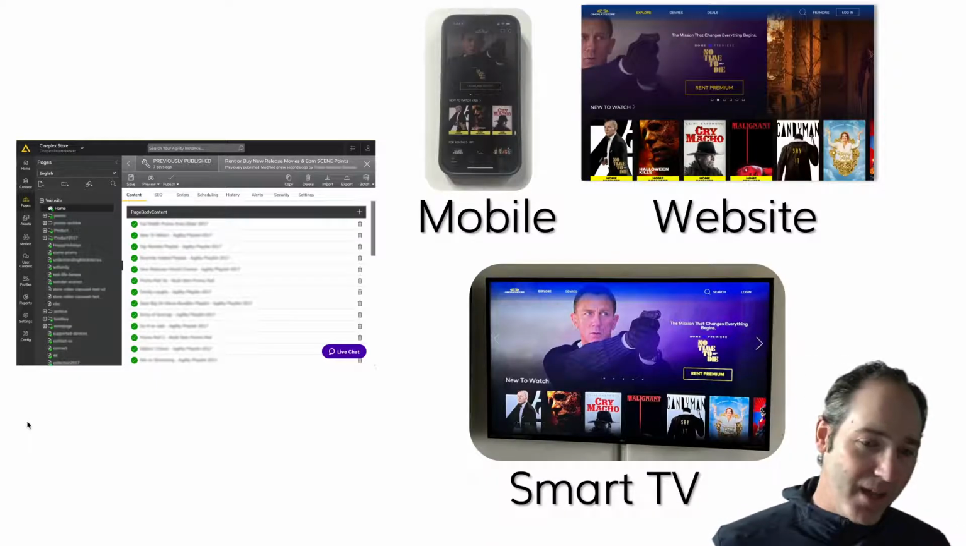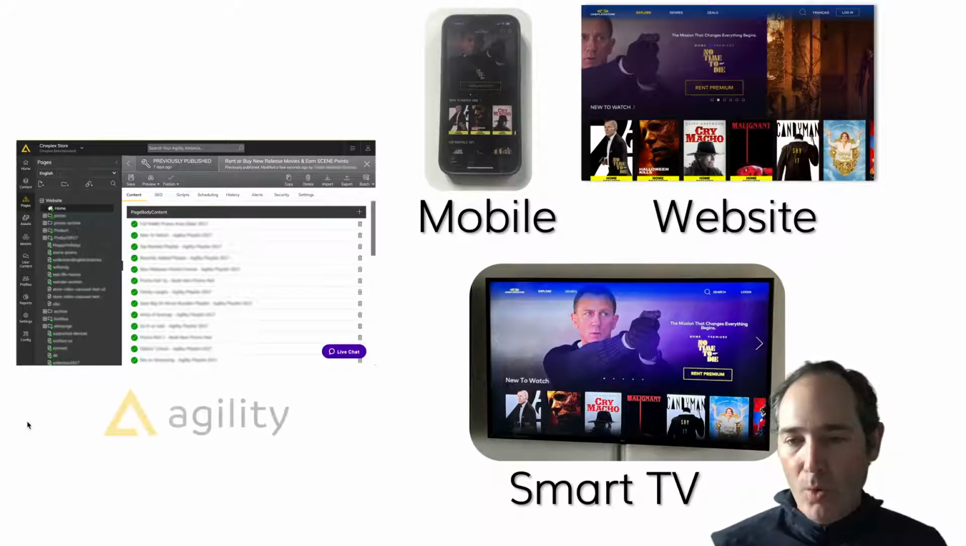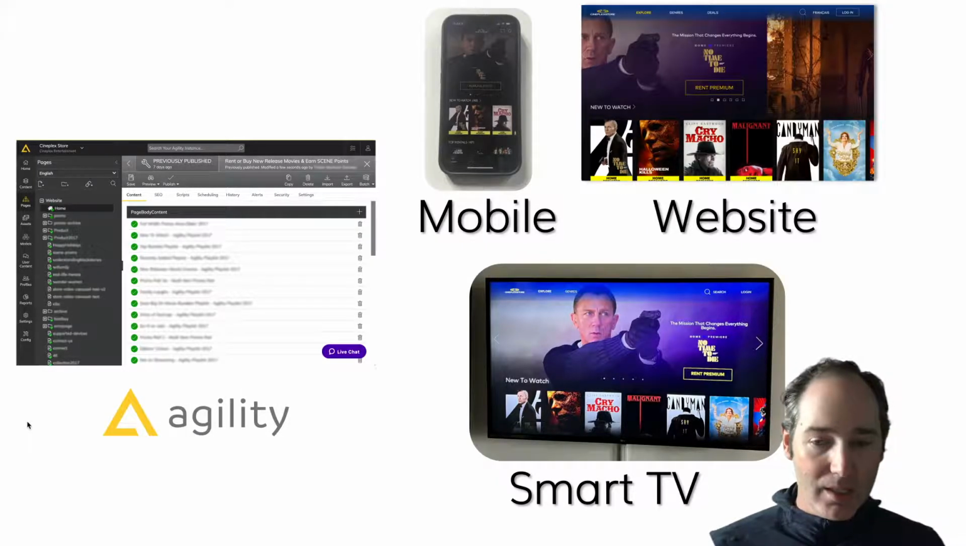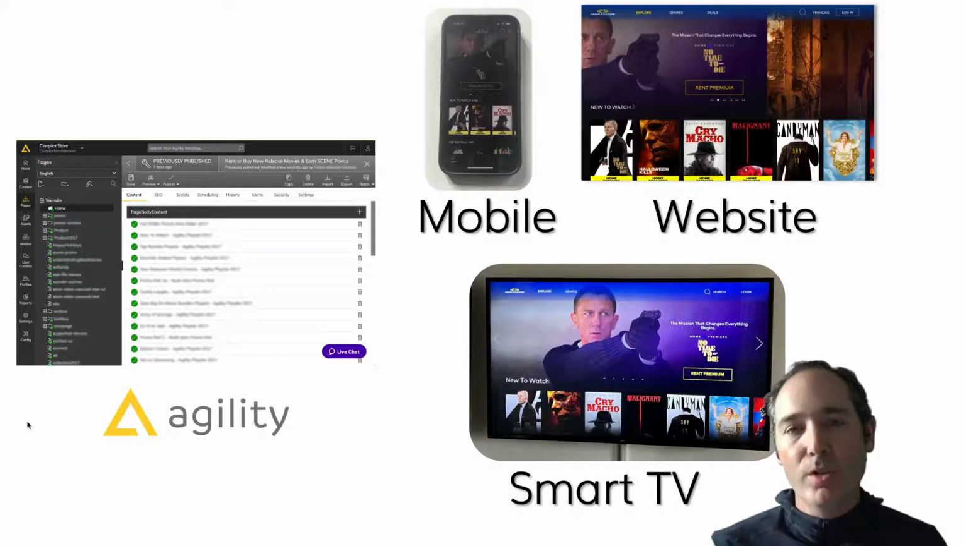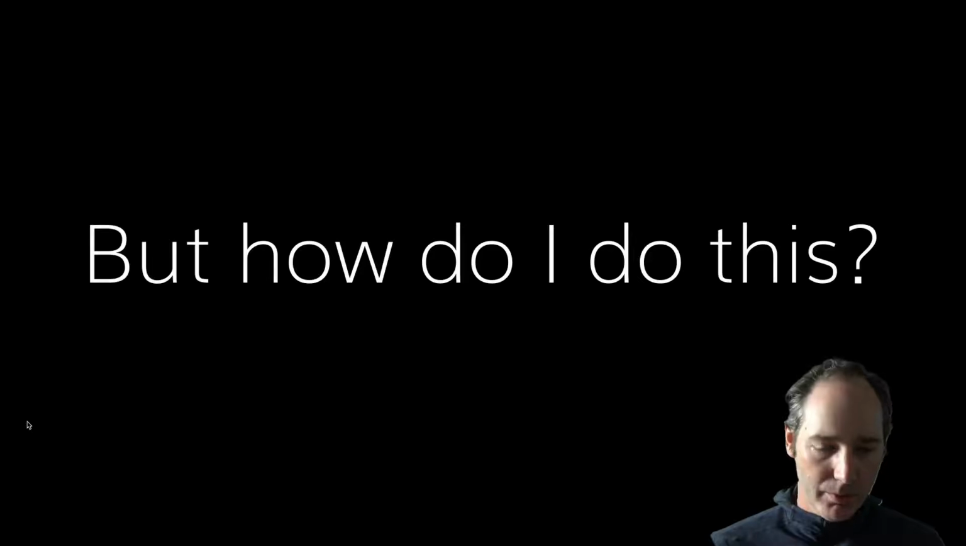So I was talking really fast. Let's take a step back here. How do you do this, right? Agility is the Headless CMS tool, but how would you actually implement this? This is where we get into the step-by-step process. So let's go through it.